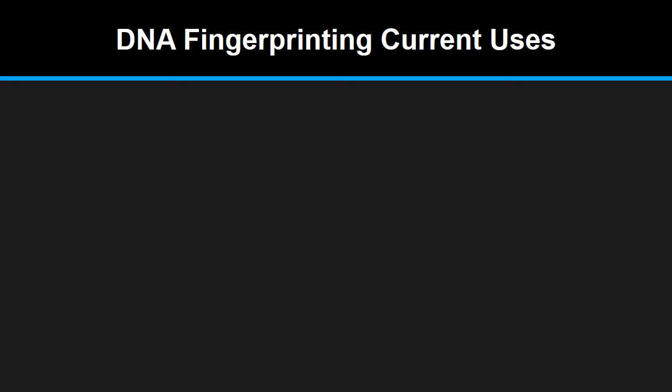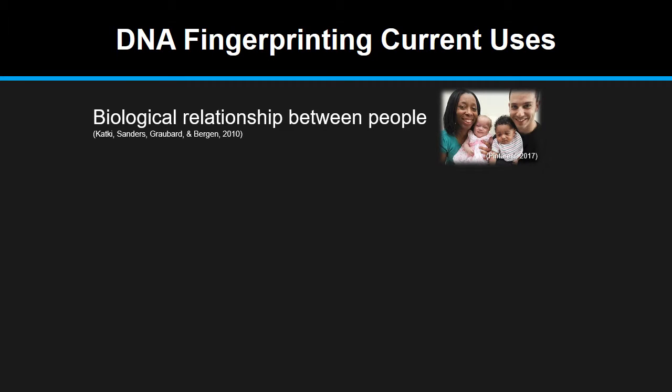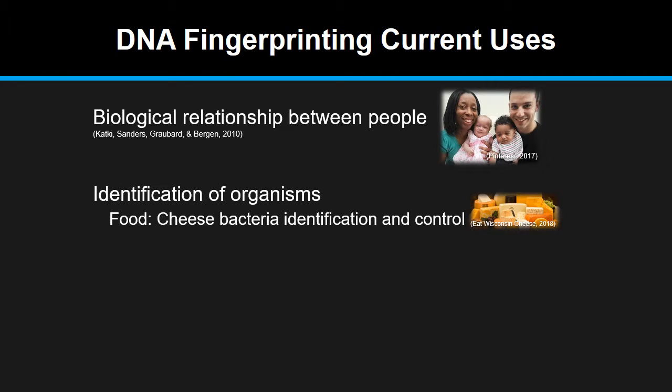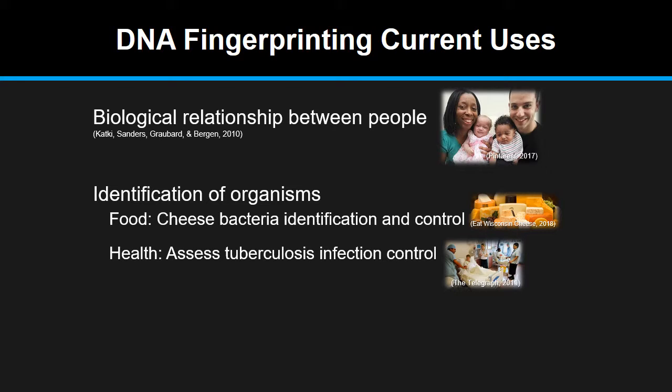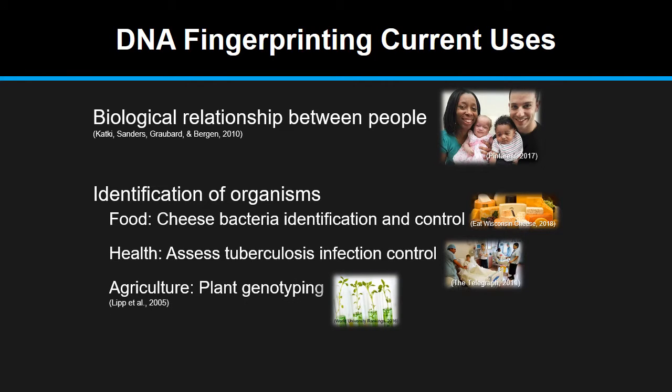Now we will briefly talk about where DNA fingerprinting is used and a little more deeply about how it works. DNA fingerprinting is a technique that can be used to investigate biological relationships between people, to identify organisms like bacteria strains in cheese, infection control, and plant genotyping, just to name a few. And also to help solve crimes, which is the focus in this presentation.